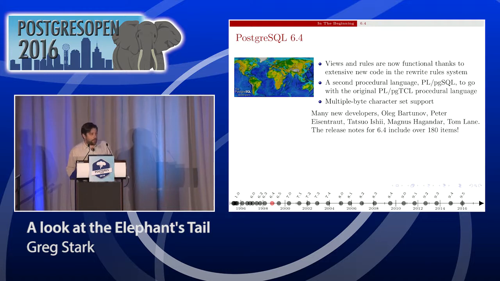The number of developers and the number of features added in this era is astonishing. There were 180 items in the release notes for Postgres 6.4. Almost all of them could have made this slide. They were all major features. And almost each one was a different developer from the previous, all different names that are unfortunately not still involved in Postgres, but many of them have stuck around. Oleg Bartunov and Peter Eisentraut have been involved almost since the beginning and are still involved today. Tatsuo Ishii in Japan, Magnus Hagander, they were adding major features at this time.